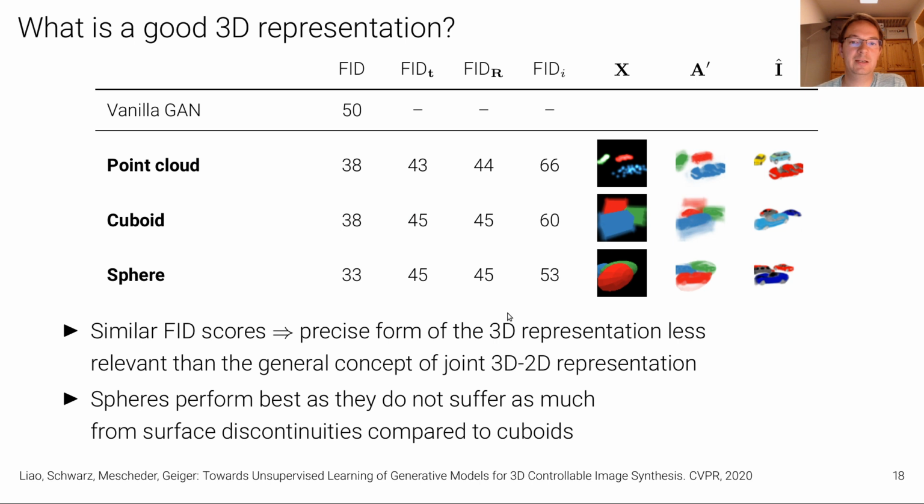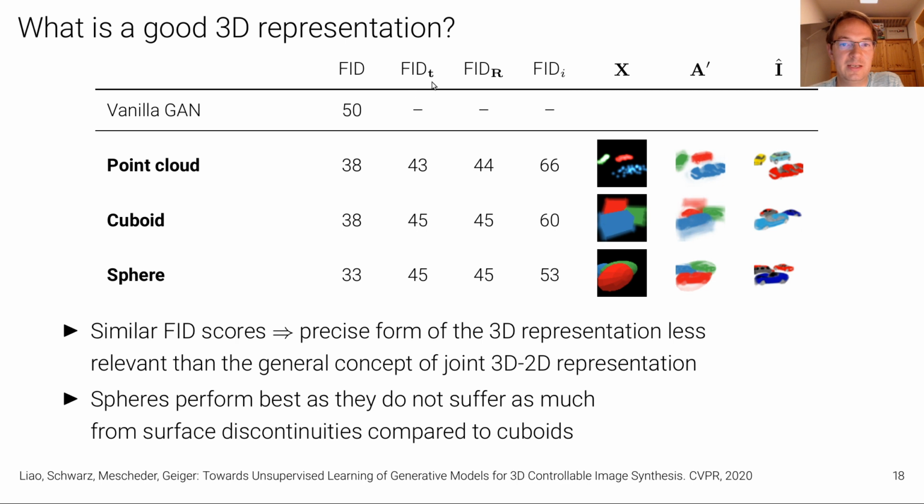To further analyze our model, we investigated what is actually a good 3D representation. We haven't talked much about the 3D representation, the primitive-based representation that was used before. So we tried to look at different representations and see which representation actually fits best. As a baseline, we always have the vanilla GAN, the 2D GAN, where we also can compute an FID score, but we cannot compute these other metrics.